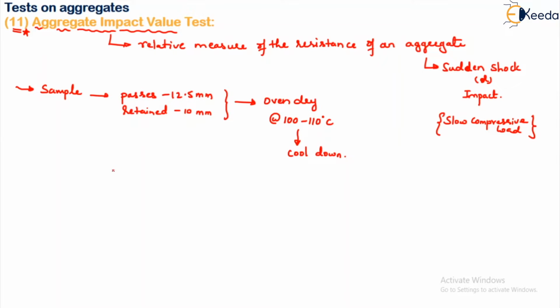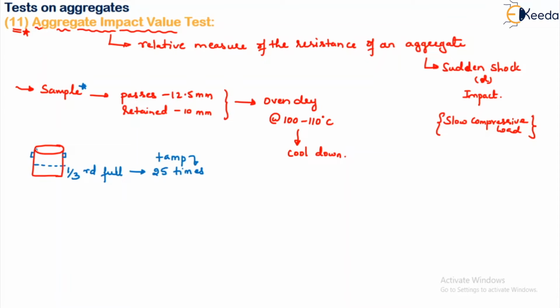Now what will you do after this in this test is take the impact vessel. In this vessel, first you have to fill 1/3 of the portion with the aggregates you have taken here. Then you have to tamp it 25 times using the tamping rod. Make sure you're tamping throughout, in all the places where you have filled.